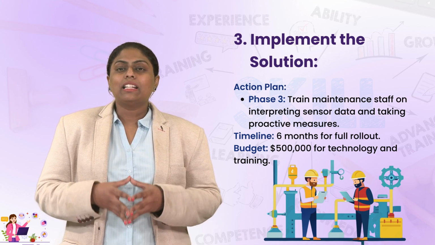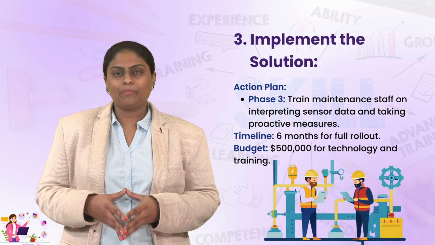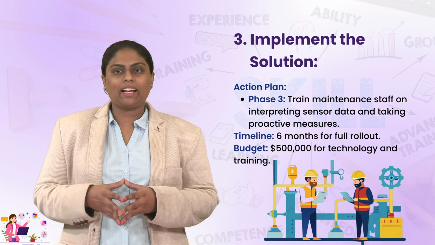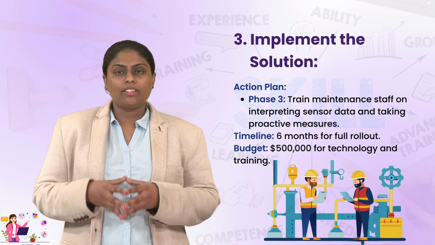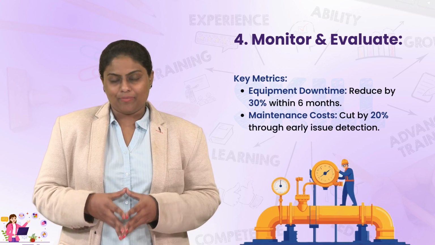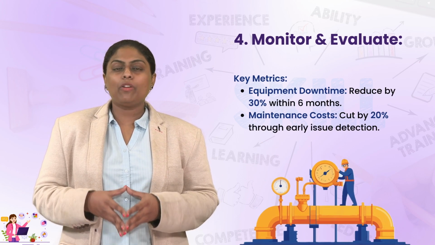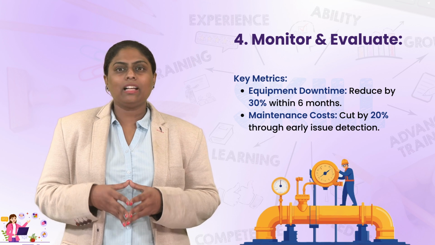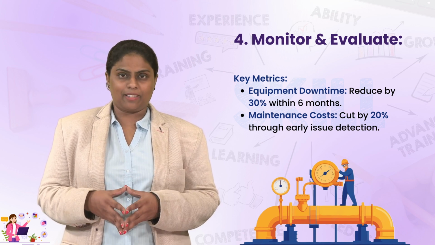Timeline includes 6 months for full rollout. Budget includes 5 lakh dollars for technology and training. Fourth is monitor and evaluate. Key metrics include equipment downtime reduced by 30% within 6 months.